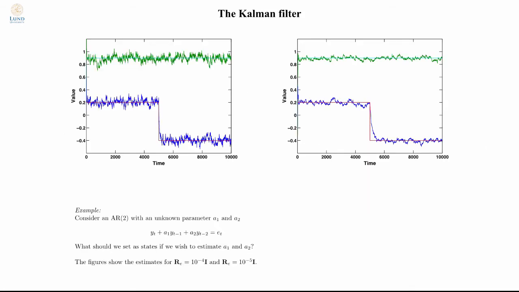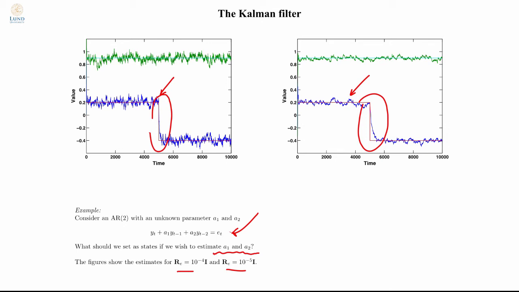Here's another example of an AR(2). So this would be my process here. The question then would be, how should I create my states so that I estimate the A1 and A2? I will leave that as an exercise to you. The figure shows two different cases when I set the initial noise variance to two different values. As you can see, in the first one I have a much noisier case, but I react much faster. Whereas if I had a lower covariance matrix, it is not as noisy, but I am reacting slower, just as we would expect from the theory.